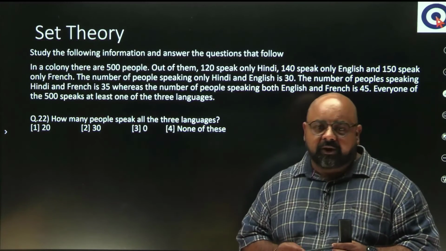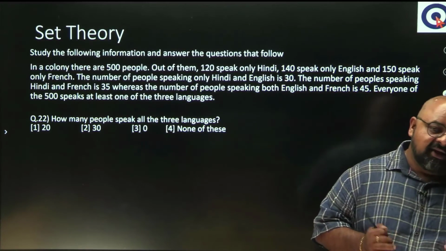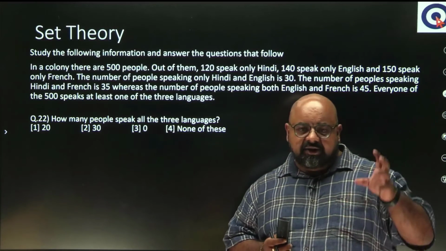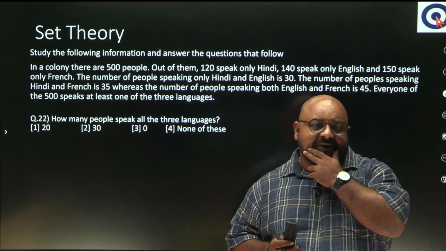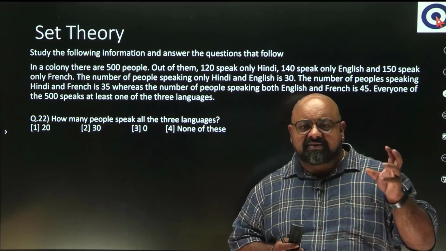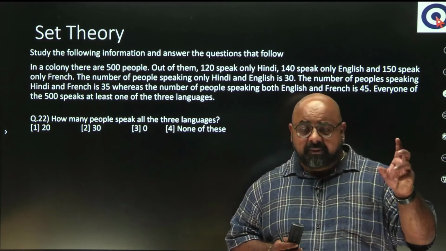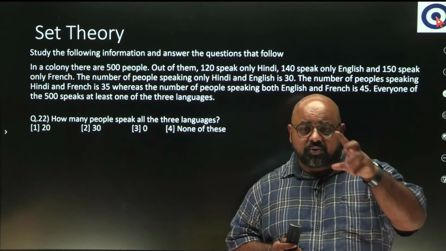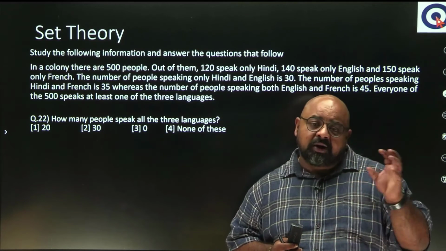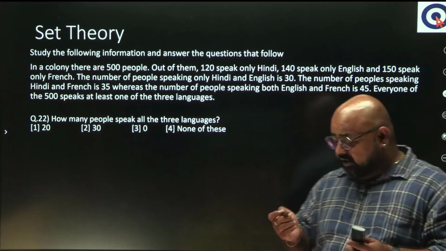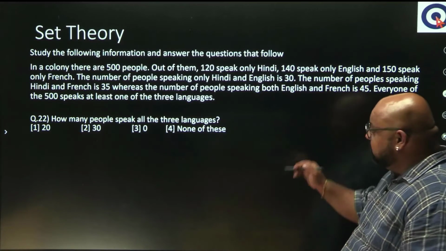Set theory. Okay. So typically what happens is, in set theory, there will be 2 or 3 groups of people which will have intersection. So people are, say, speaking a language or playing different sports. Some people will be playing one sport, some people will be playing 2, some people will be playing 3, and so on. Numbers will be given. You have to find out the distribution for each set.